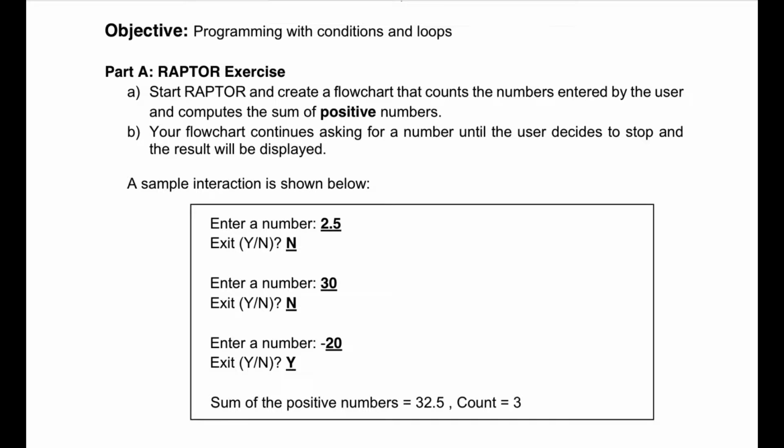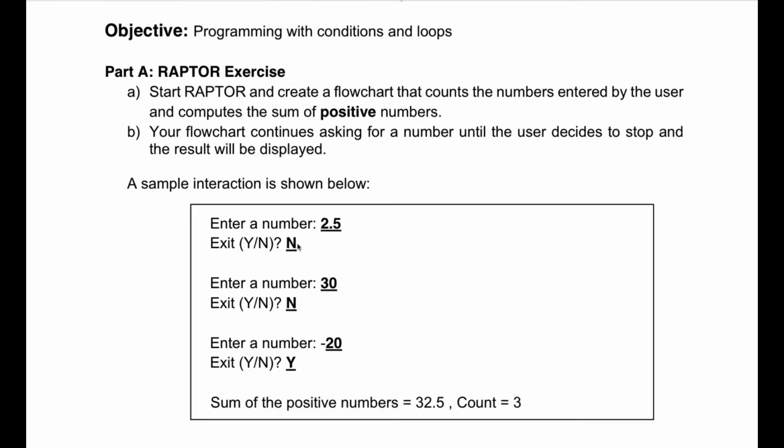In this video we are going to see how to do this assignment using C programming. This is assigned for Raptor, but I'm going to do it with C programming. Here what has to happen is it's going to ask the user to enter positive integers. Here they have given the sample interaction: when the user enters a positive integer, each time it's going to ask whether to exit or not. The user is going to decide whether to exit or not.